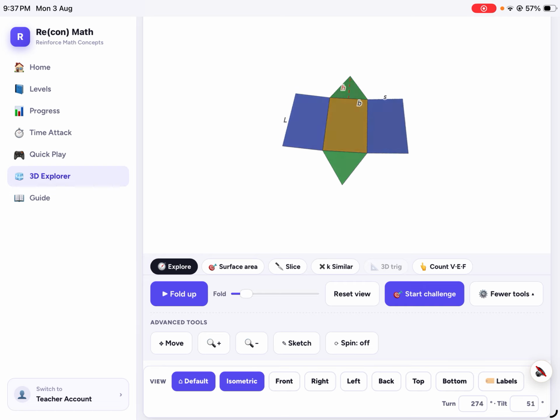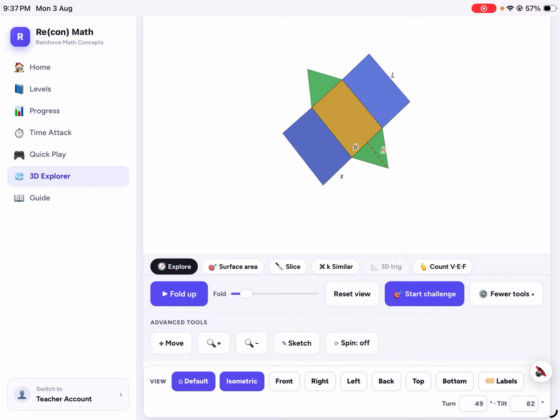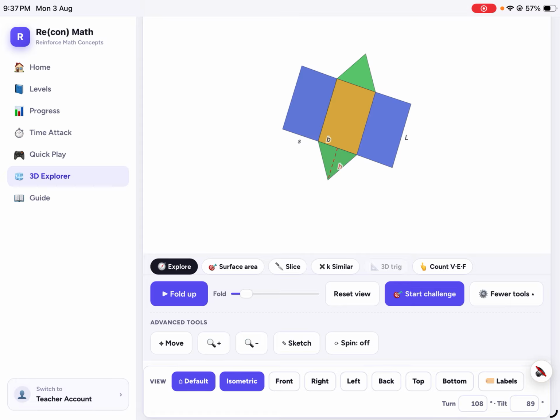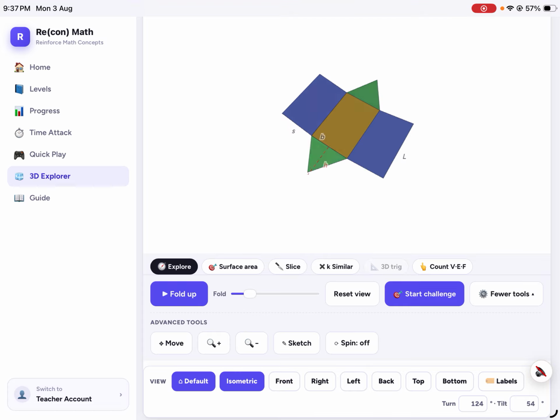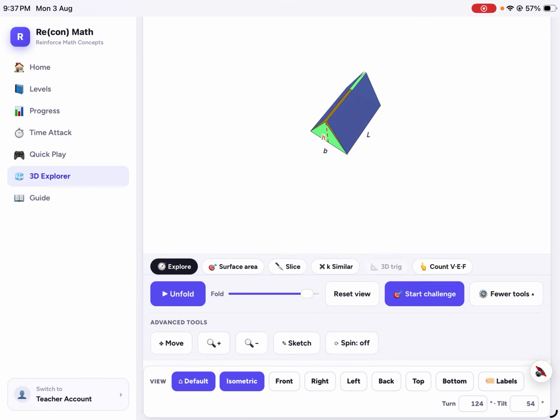Right, so you have two triangular sides, and then you have three rectangular sides. Two triangular sides, three rectangular sides. So we open, close, you see?